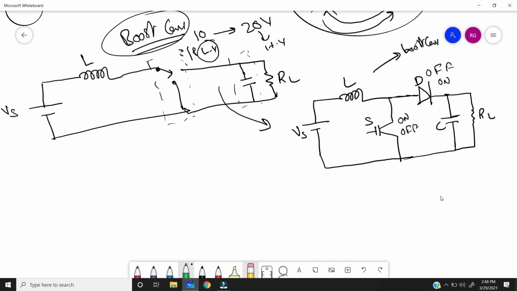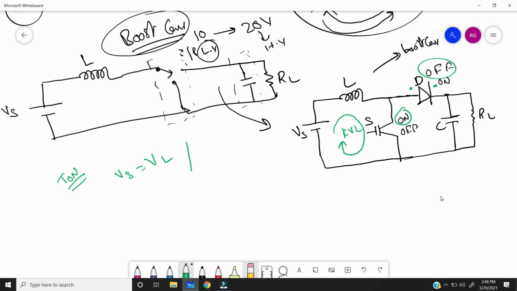When coming to the equations, when the switch is on, the diode is in the off condition. No current is flowing through the diode, only current flowing from the input to the inductor and switch, a closed circuit like this. If you apply KVL, the input voltage is equal to the voltage of the inductor. All this voltage is stored in the inductor. That is the on condition.